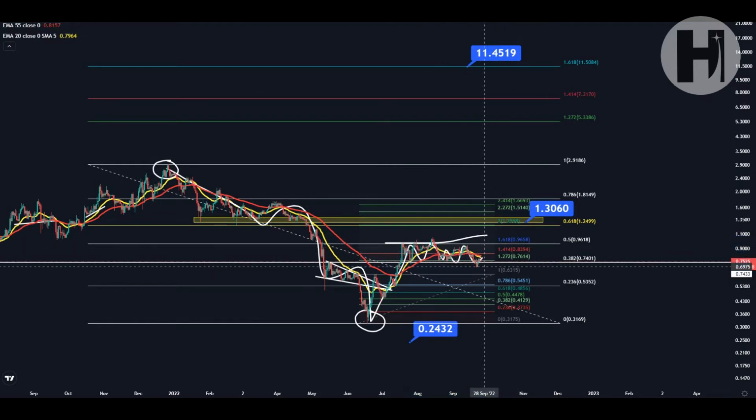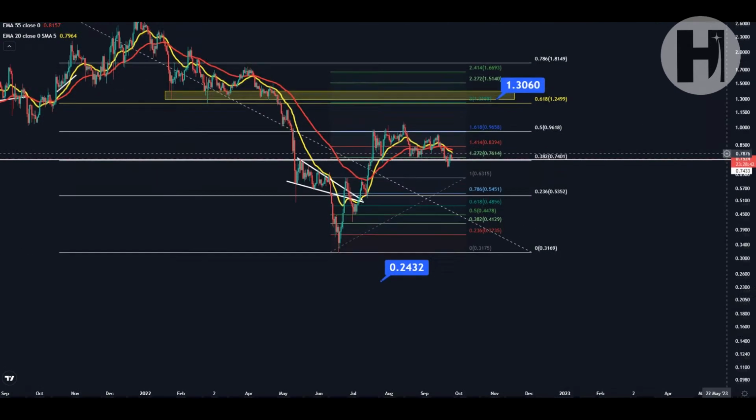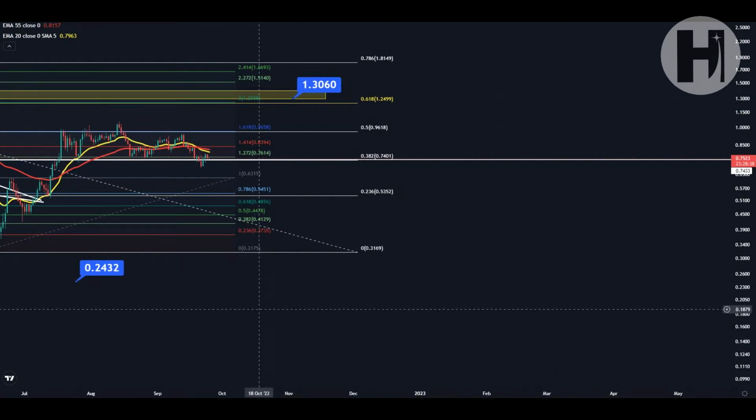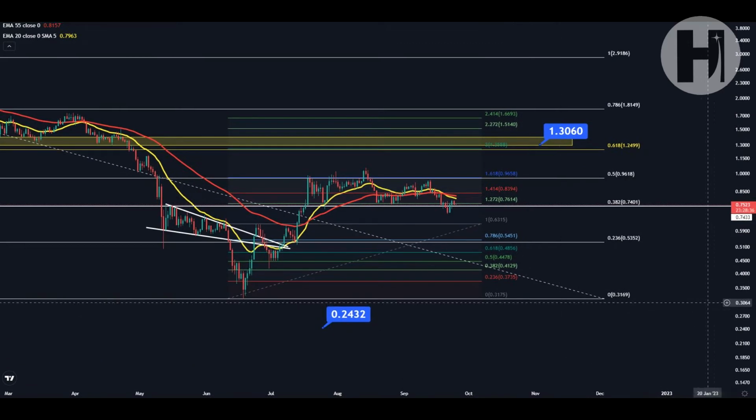And you're going to break down at some point, especially if Bitcoin decides it wants to go below $18,000. So be on the lookout for that. And let's zoom in a little bit more here.